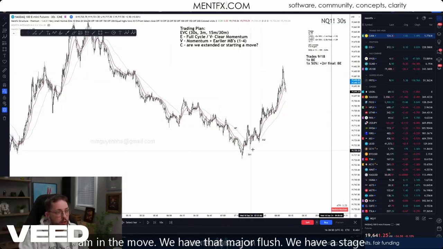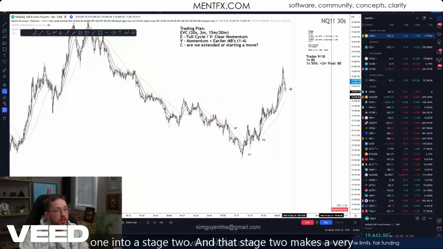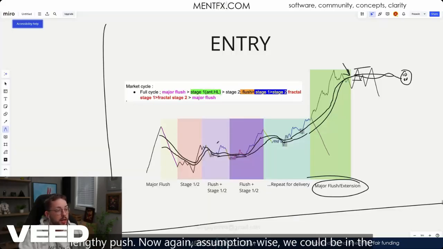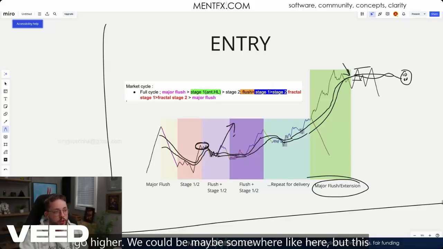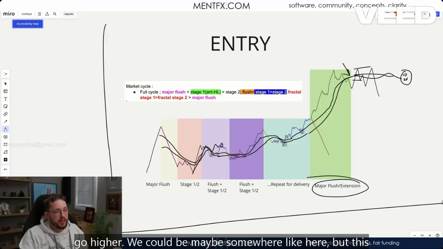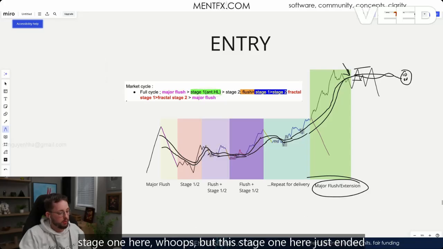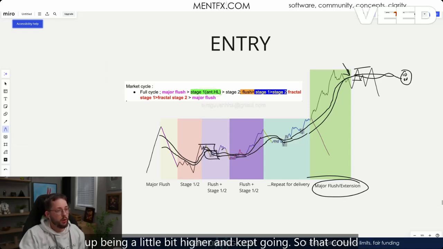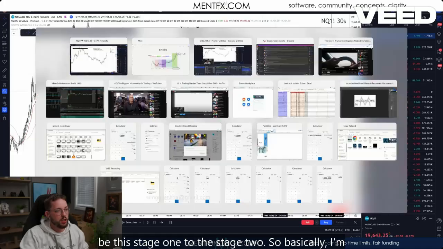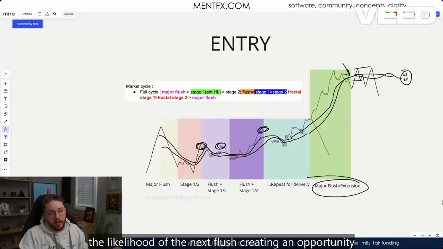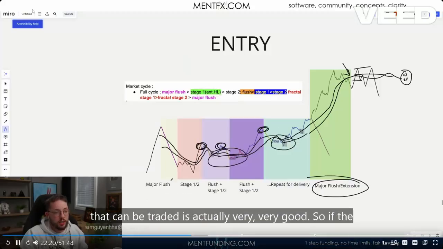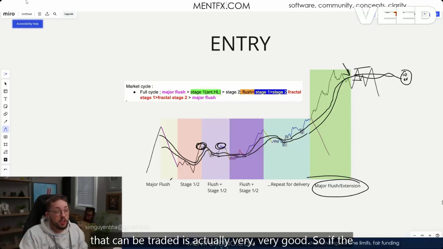We have that major flush, we have a stage 1 into a stage 2, and that stage 2 makes a very lengthy push. Now, assumption-wise, we could be in the move right here before a flush out to start a new build-up to go higher. We could be maybe somewhere like here, but this stage 1 here just ended up being a little bit higher and kept going. So that could be this stage 1 to the stage 2. So basically, I'm assuming we're here, or somewhere here, which means the likelihood of the next flush creating an opportunity that can be traded is actually very, very good.